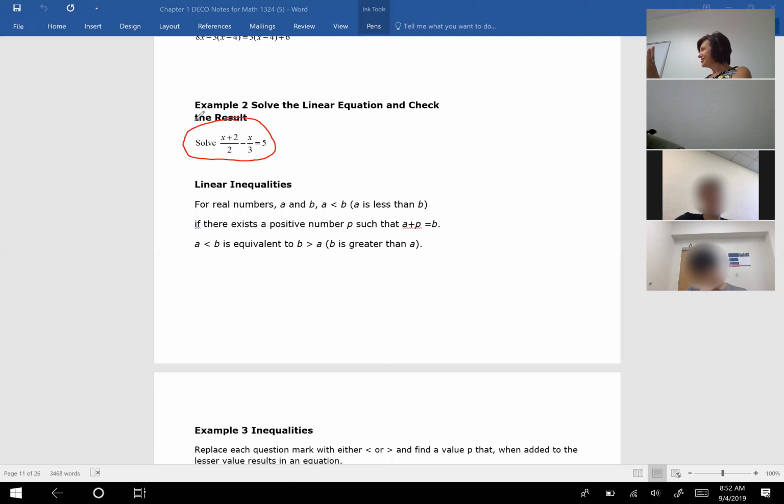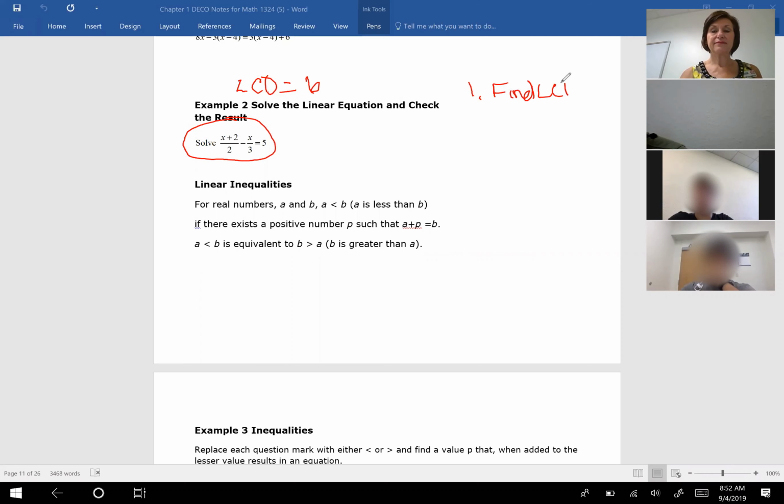So let me make a suggestion. Here's what we're going to do. We're going to go ahead and figure out what the LCD would be, the least common denominator. So if I were to ask you what's the smallest number both 2 and 3 would divide into evenly, what would you tell me? 6. Okay, so what you're going to do is first find the LCD, okay?